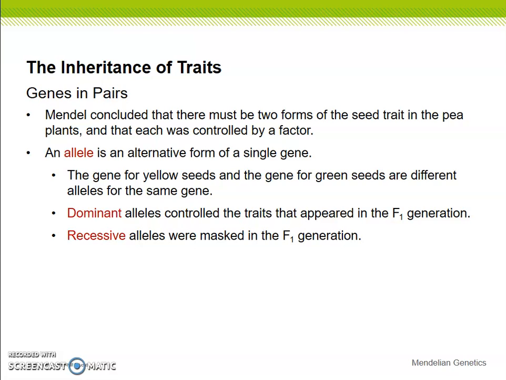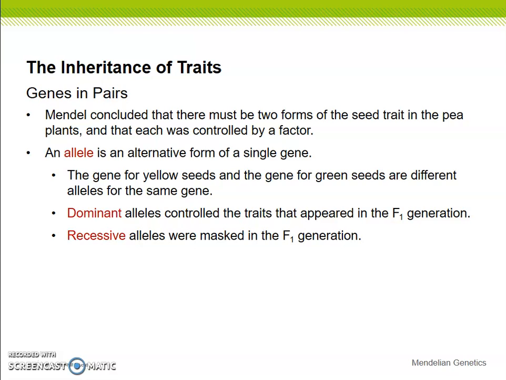An allele is an alternative form of a single gene. So green or yellow, purple or white, tall or short. The gene for yellow seeds and the gene for green seeds are different alleles for the same gene. So they control the same thing, they just look different.